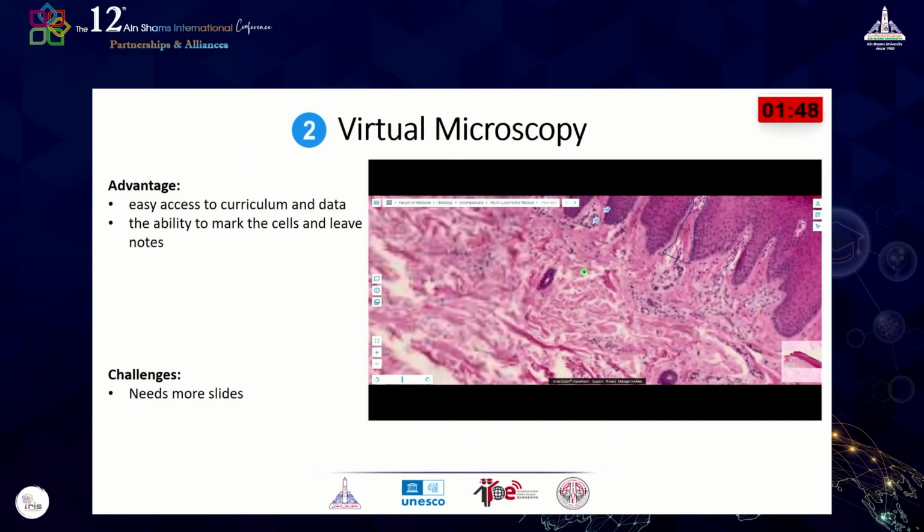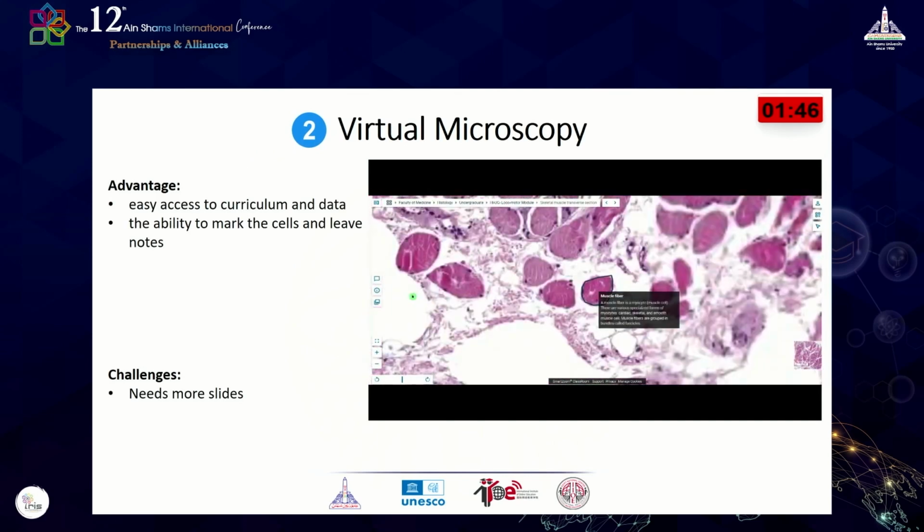Virtual microscopy. Virtual microscopy is an e-library that provides numerous slides for different organs in our pockets. As shown here in this picture, there is a note for the muscle fiber cells, and also a student can add a note so that he can recall any information he needs. Maybe one of the challenges that also face us is that we need more slides, doctor, please.